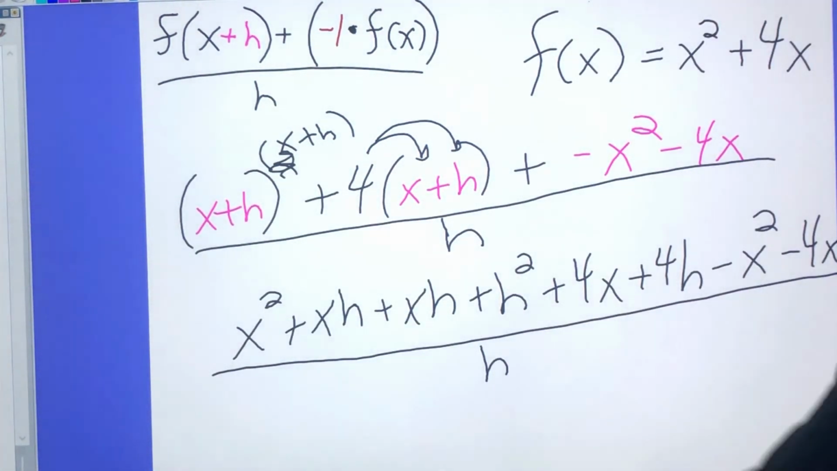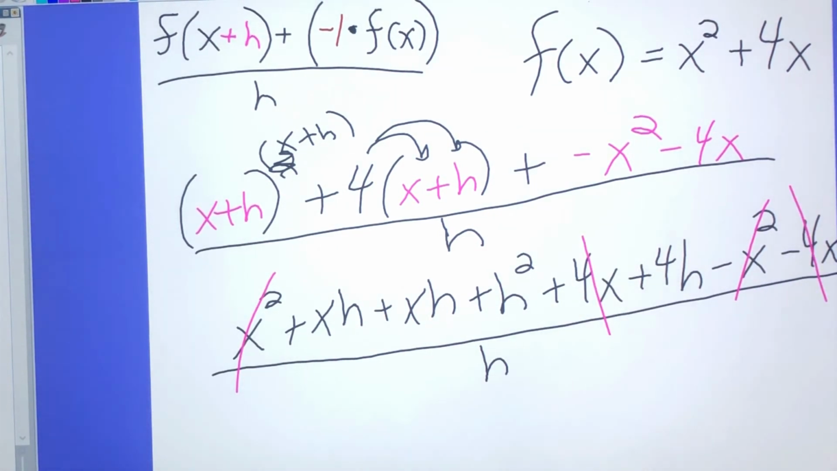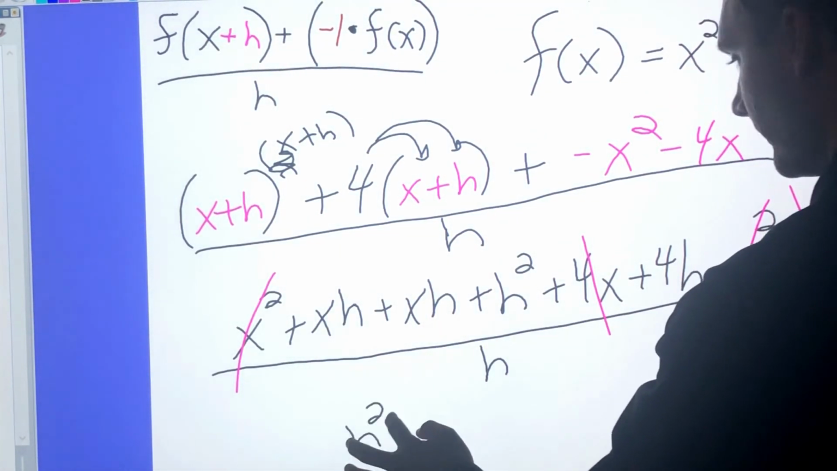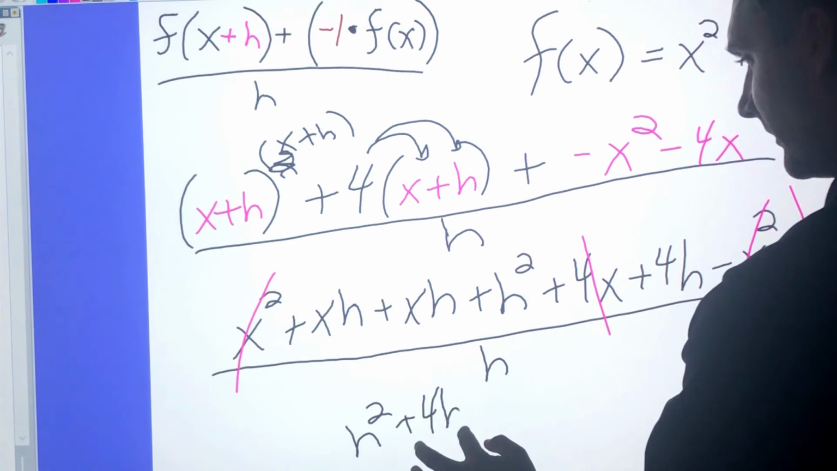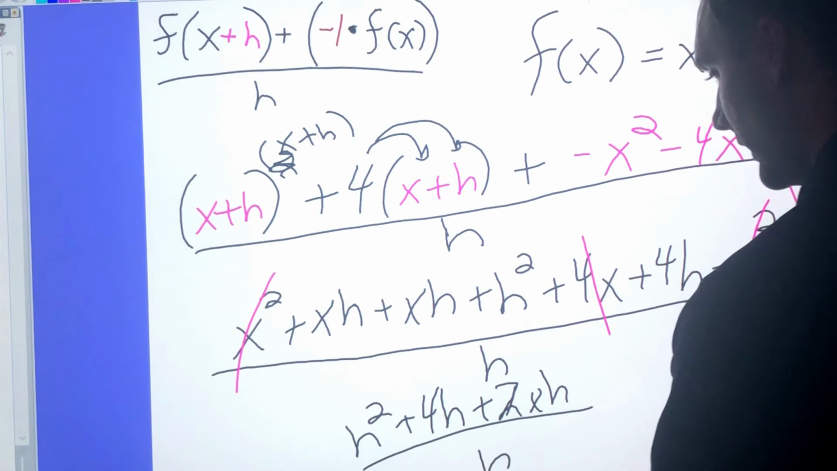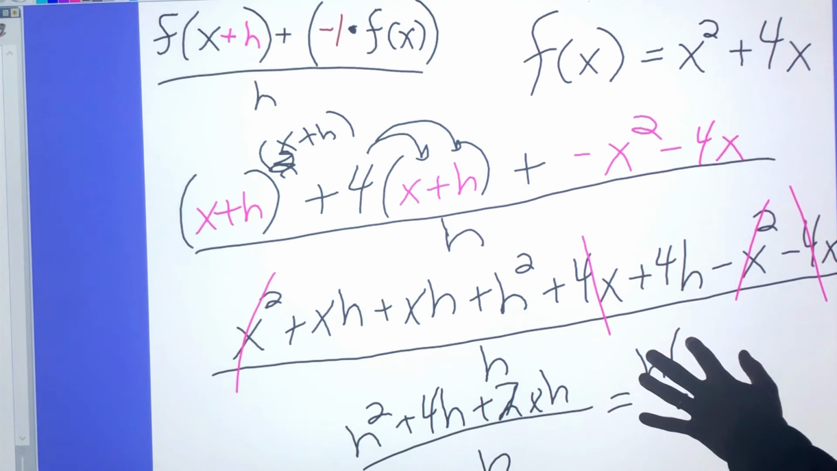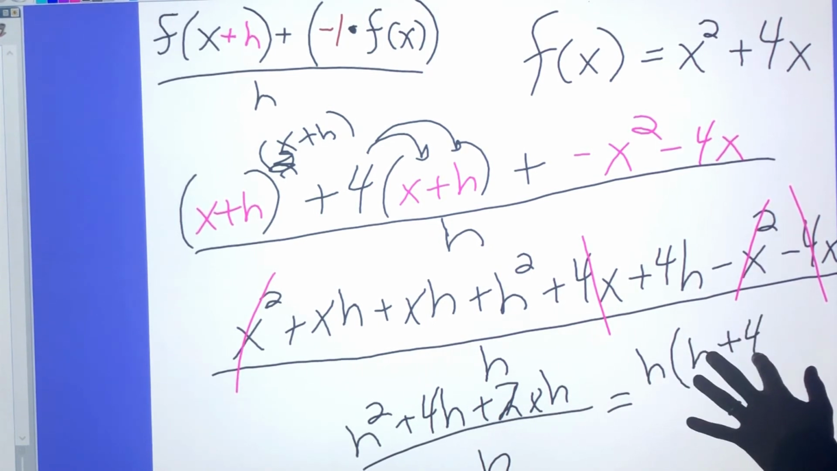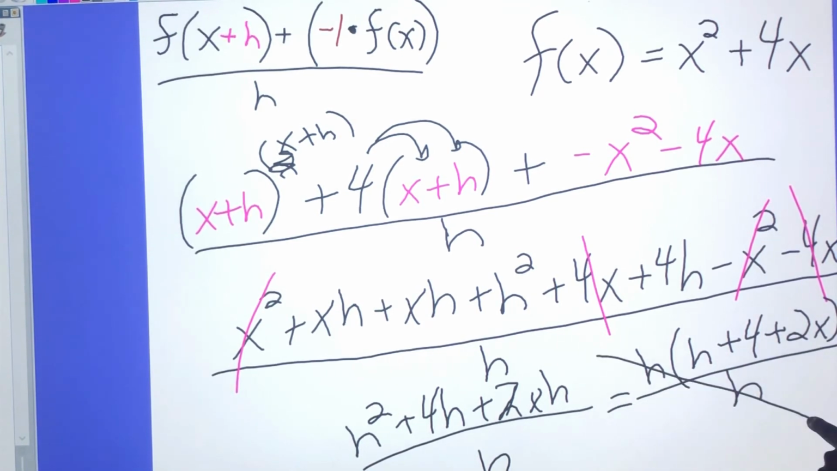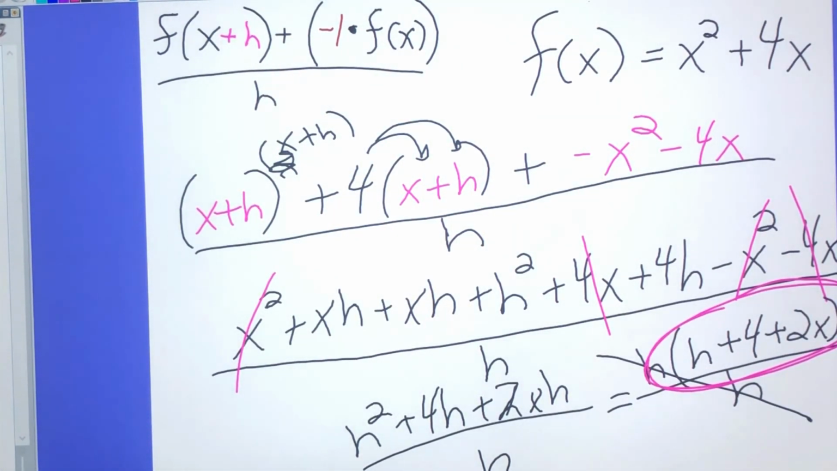Now I can start simplifying. My x squares and x squares will cancel. 4x and negative 4x will cancel. And it looks like I'm left with h squared plus 4h plus 2 of these, so it's 2xh, all over h. Again, you can factor out h that they have in common. You'll leave with 1h here plus 4 plus 2x all over the h. This will reduce to 1. And your final answer, your slope of this function is h plus 4 plus 2x.